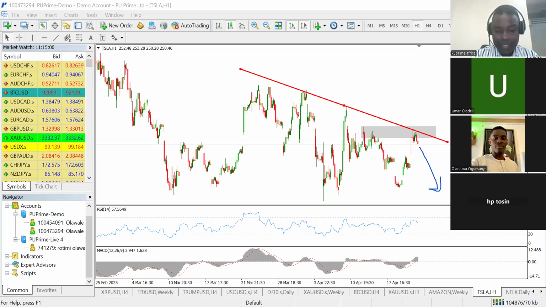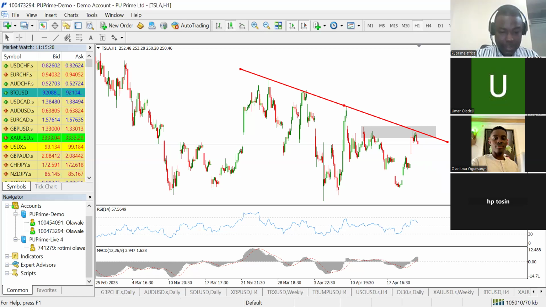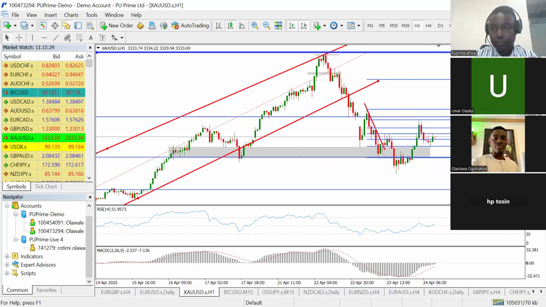And there's a potential finally for gold. Gold might still go bullish. There are indications that gold may still hit $3,500. That's the fundamentals I'm seeing online. Though in the short term, there might be some bearish movement, but in the long term, gold might still go bullish. All right, so this is gold.